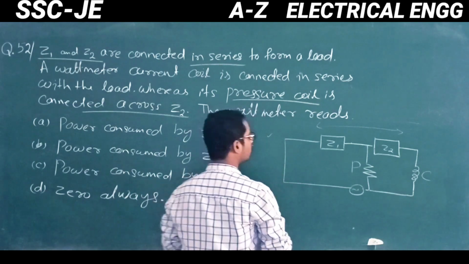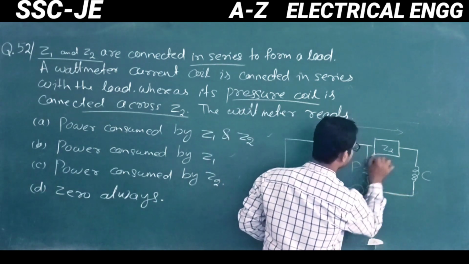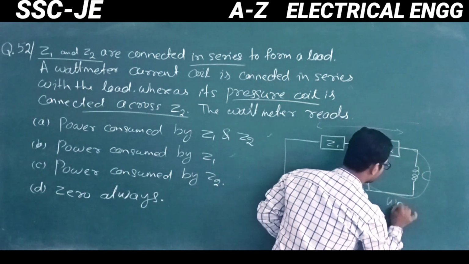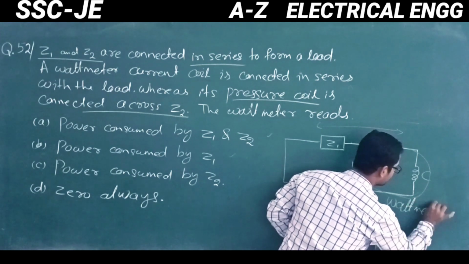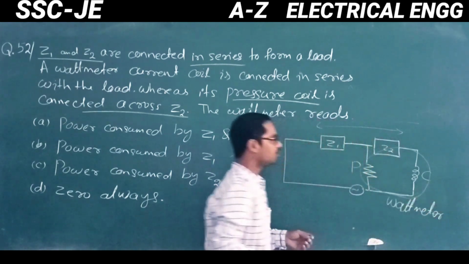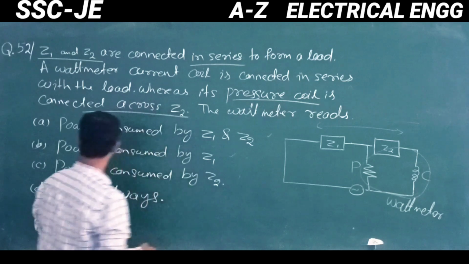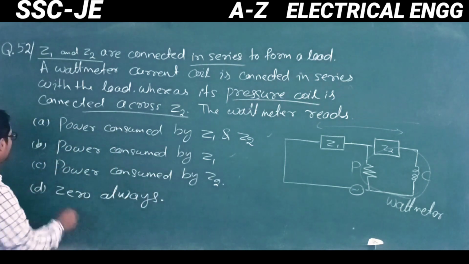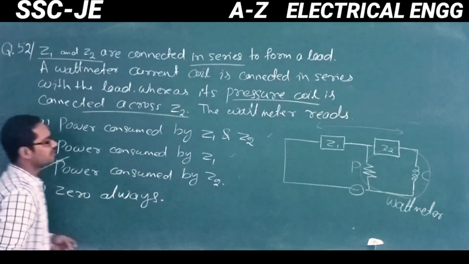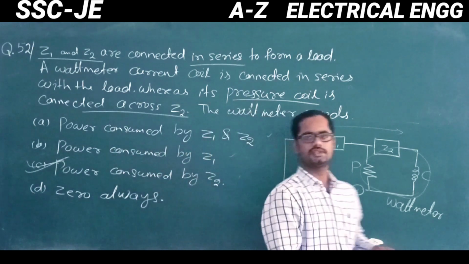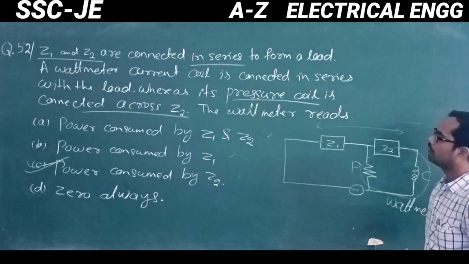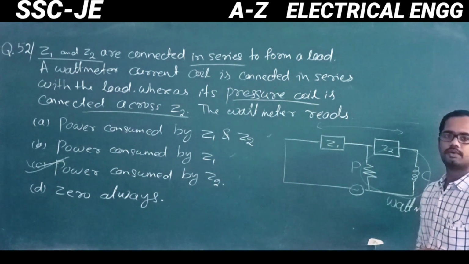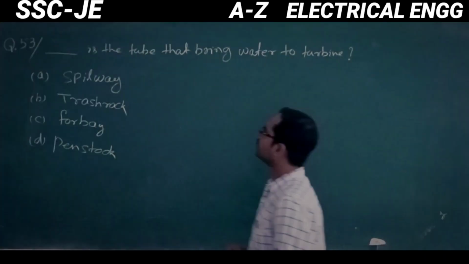If we connect the wattmeter like that, this forms a wattmeter. Then the wattmeter reads only the power consumed by Z2. So the answer is option C. This measures only the power consumed by Z2. Moving to the next question.